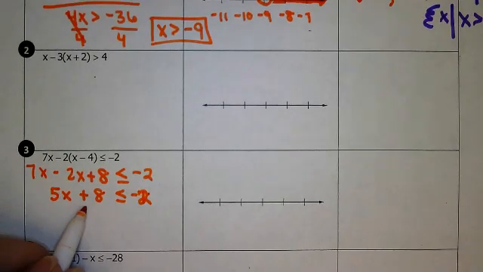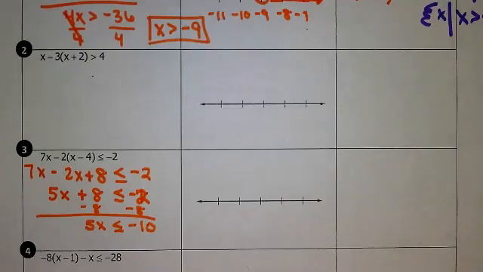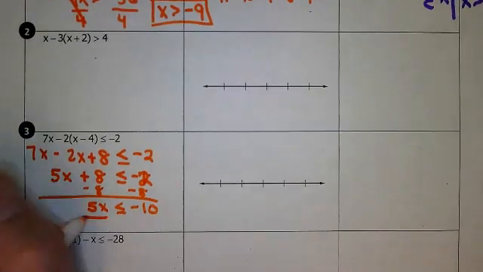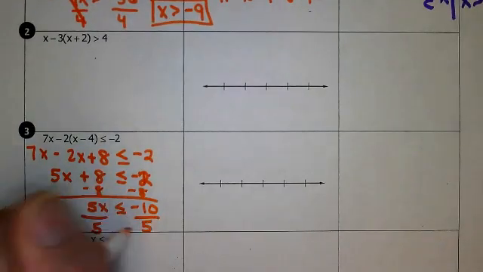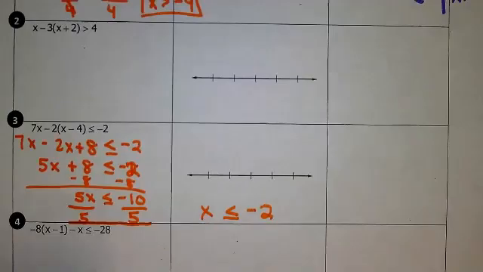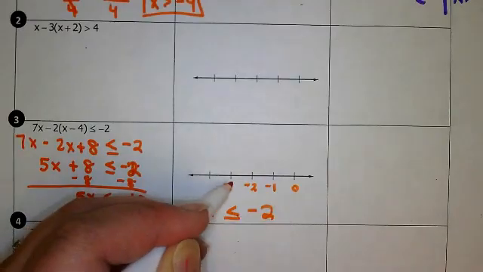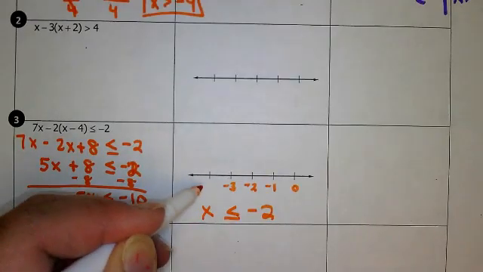I'm going to subtract my 8. That leaves me with 5x is less than or equal to -10. I'm going to divide by my coefficient, which is a positive number. So my outcome is x is less than or equal to -2. And now you're going to see when you're graphing this, and again, your number line doesn't have to look exactly like mine, just hopefully you have a -2 somewhere on there.